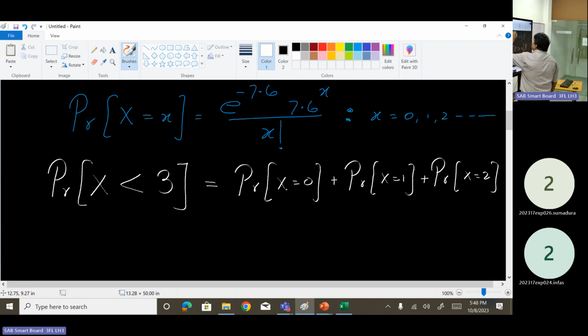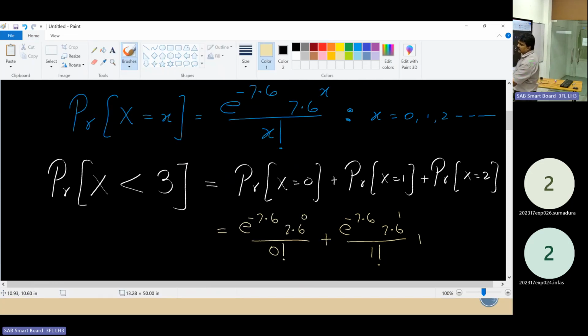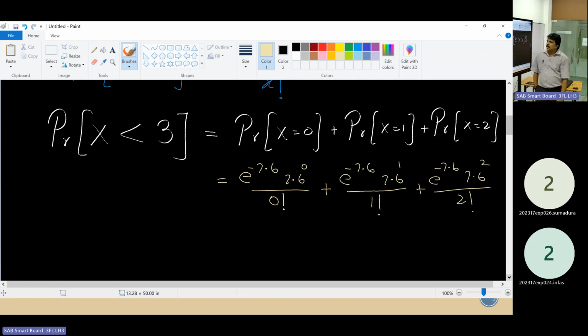Now we can substitute. e to the power of minus 7.6 times 7.6 to the power of 0 over 0 factorial. Here we need 0 factorial, which is 1. Plus e to the power of minus 7.6 times 7.6 to the power of 1 over 1 factorial, plus e to the power of minus 7.6 times 7.6 to the power of 2 over 2 factorial. So you can individually simplify and get that.